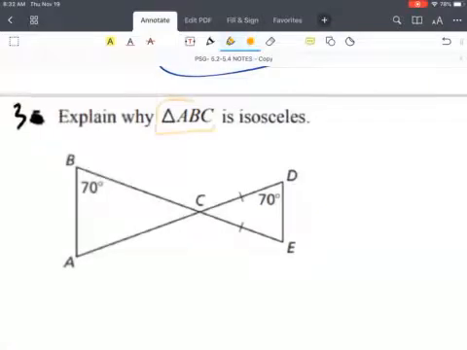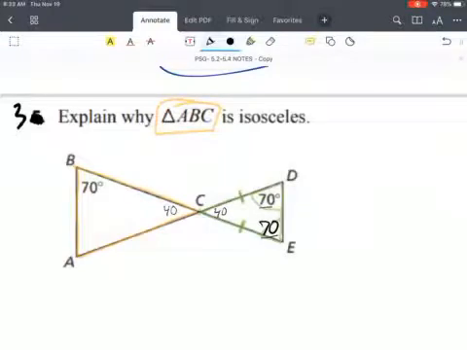Explain why triangle ABC is isosceles. So we got to look at ABC, but we got to get there first. So let's look at the triangle on the other side because I have marks there. So I have these tick marks for the sides. That means the angles opposite are congruent. So I know that angle E is 70. I now have all three angles in the triangle, or I can find the third angle. Subtracting 70 and 70 from 180, I know that that angle is 40. Using the vertical angles, I can get this angle is also 40.